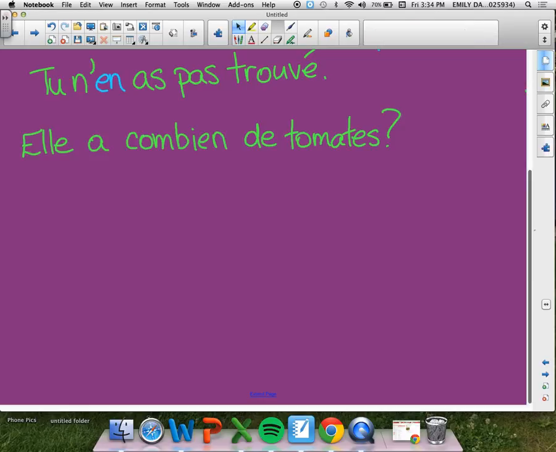So I'm looking at this. What does combien de mean? How much or how many? And I've got my de. I see it's followed by tomate. So combien means how much or how many. So I'm going to go ahead and replace that too. But I have to replace combien with a number because it's asking how many. How many tomatoes does she have? Well, let's say she has 2 of them.